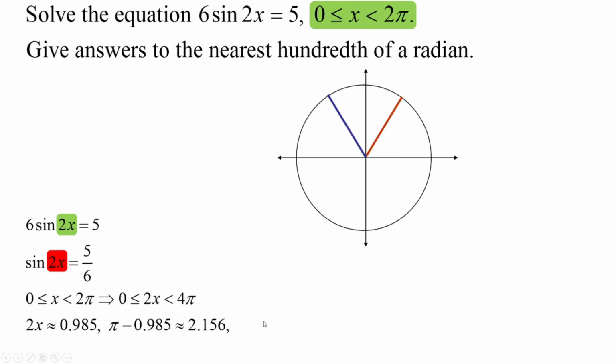Now, let's think about this. All right, we just did 1 complete revolution here, and we have those 2 rays. But now we have to go to 4 pi. So I have to do another revolution from this ray right there. So can I just add 2 pi to my 0.985? 2 pi plus 0.985.